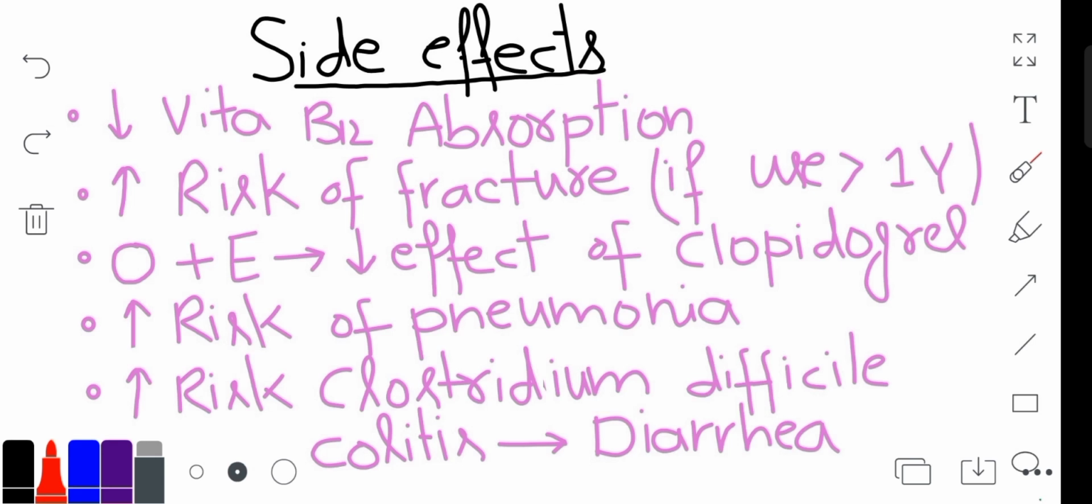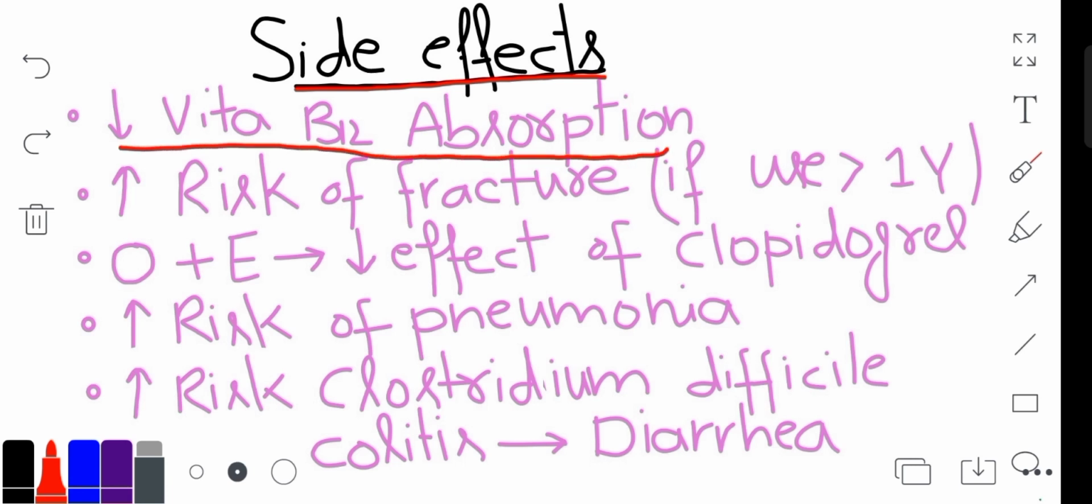Now we are going to discuss side effects of proton pump inhibitors. Gastric parietal cells release hydrochloric acid as well as intrinsic factor. Intrinsic factor is required for absorption of vitamin B12. When we inhibit the proton pump with a proton pump inhibitor, it inhibits the release of hydrochloric acid as well as intrinsic factor. When there is decreased release of intrinsic factor, it leads to decreased vitamin B12 absorption.